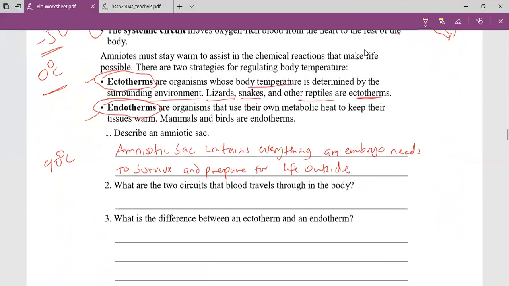Are we there? Yeah. Okay. Now, what are the two circuits the blood travels through to the body? We have pulmonary and systemic. And systemic. Okay.